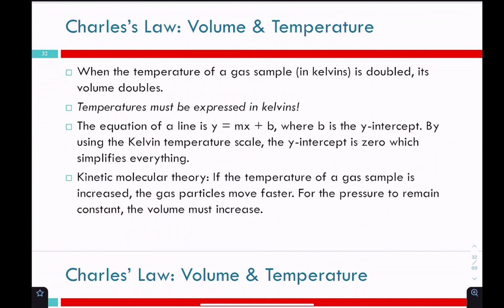And as those gas particles move faster, for our pressure to remain constant, the volume must increase. That's why if you take a balloon and heat up all the air in that balloon, they start colliding with the sides of the balloon more, and that will force the balloon to get larger to maintain the same pressure.